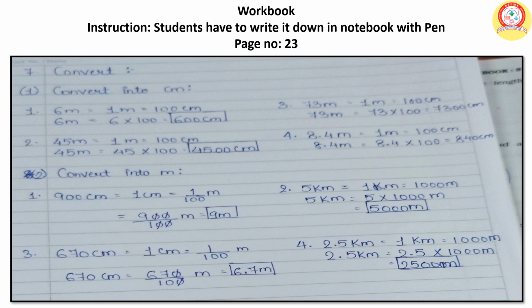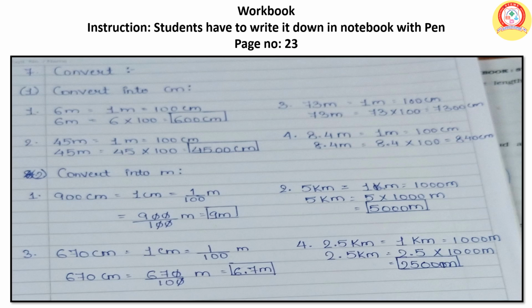Question number 7, convert. Children, when you have to convert meter into centimeter, we will go for multiplication. So let's start. The first sum is 6 meter. So 1 meter is equal to 100 centimeter. So 6 meter is equal to 6 multiplied by 100. You will get 600 centimeter.